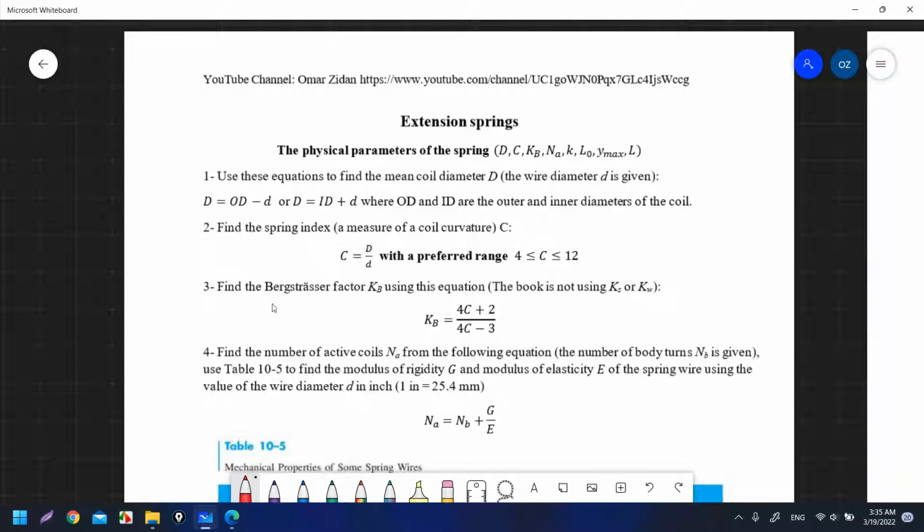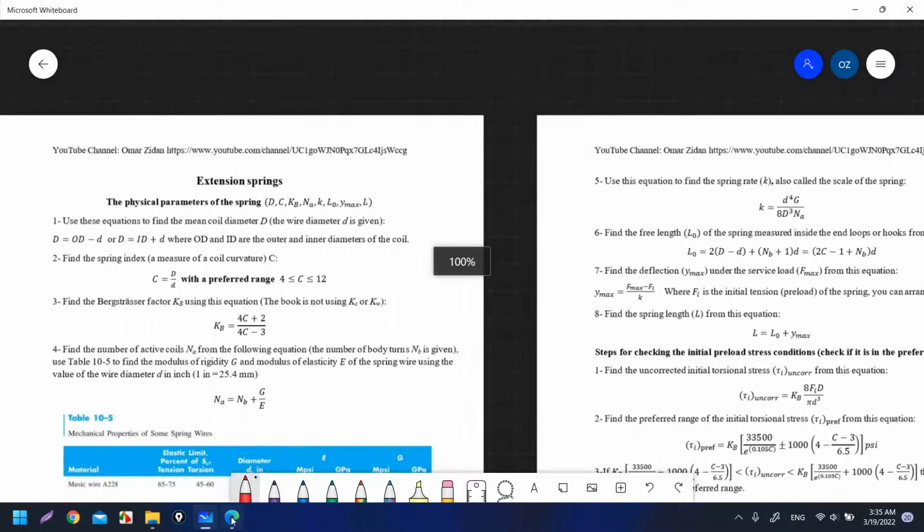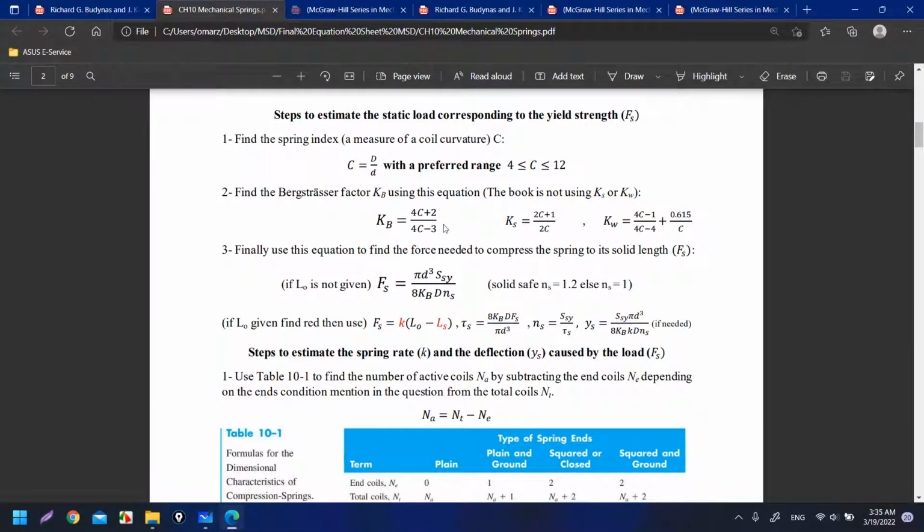In the book we usually use the Bergsträsser factor, or however you pronounce this name, KB, to represent the correction factor for the curvature. We don't use KS and KW. You can find KS and KW in the equation sheet also, if you are told to use them, and these are the equations to find them.